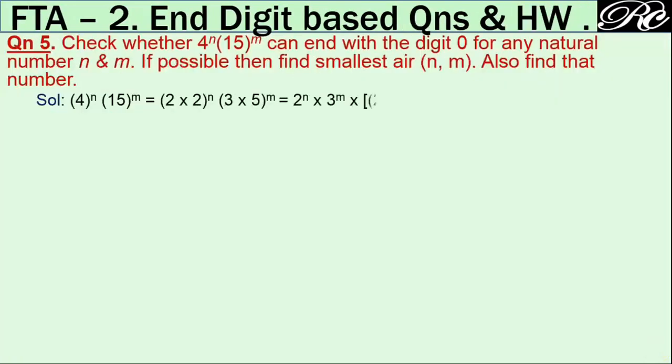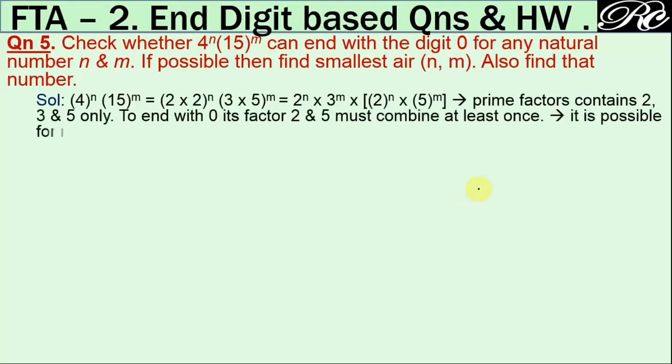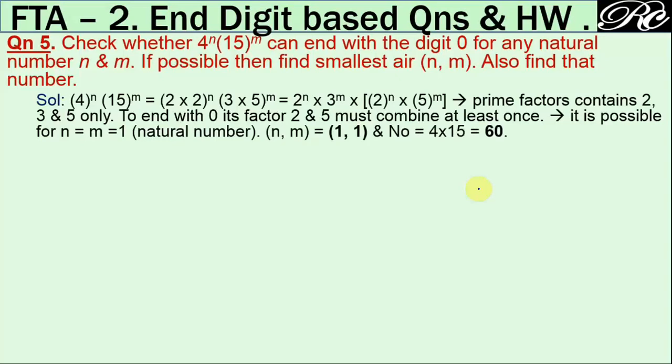Based on this concept, let us do one more question. So we have to check whether 4 to the power n and 15 to the power m can end with digit 0 or not. Here we have two bases, one is 4, another is 15, and two exponents, one is n, another is m. And these two are in multiplication, so we shall take the prime factors of each of them. While taking the prime factors, we are getting that it is 2 into 2 to the power n, and it is 3 into 5 to the power m. Rearranging this, inside the bracket we have 2 and 5.